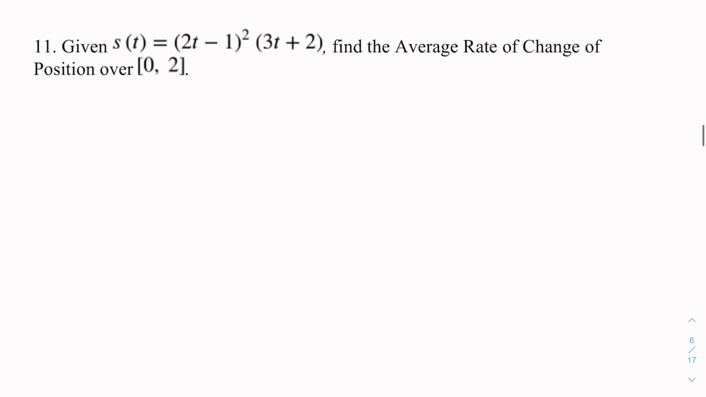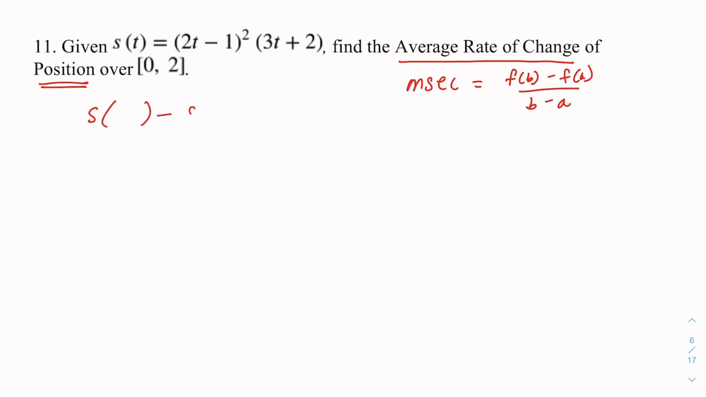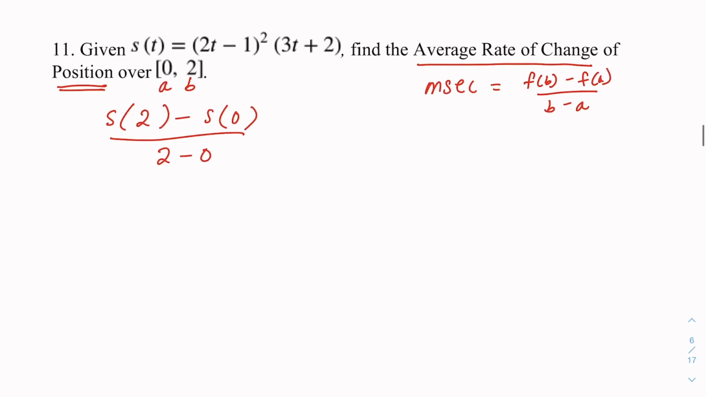Okay, so for number 11, they want me to find the average rate of change of this position function. First thing I'll do is underline average rate of change and make a note to myself. I'm looking for m_sec. I'll immediately follow that up with my formula. But it wants the average rate of change of position. So instead of f of b minus f of a, we're not dealing with some random f function. We want s instead. And our a and our b in this case are 0 and 2. So we're going to write s of 2 minus s of 0 over b minus a, which is 2 minus 0. On the left side, I'm writing m_sec of our position function, m_sec sub s.